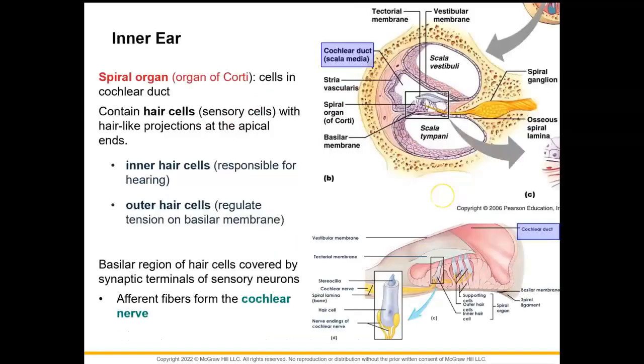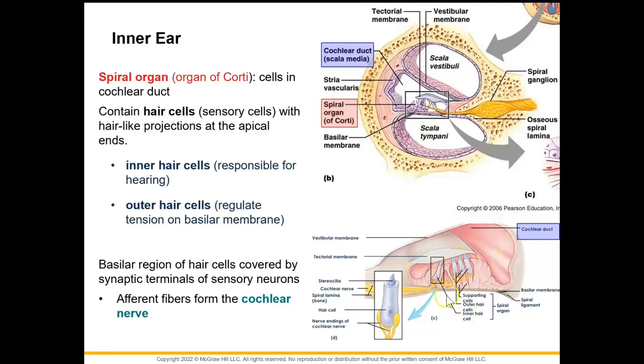Now within that scala media, you are going to see a structure known as the spiral organ, or it's also known as the organ of Corti. And these are just special cells within the cochlear duct. They're going to contain some hair cells there, which are sensory cells that look like hair-like projections. We have some inner hair cells.